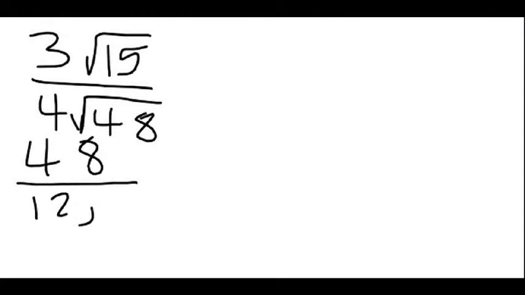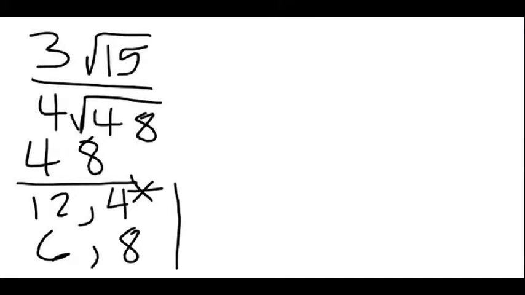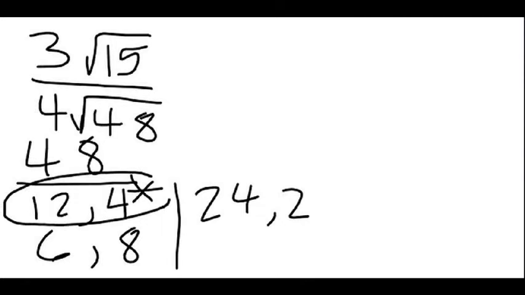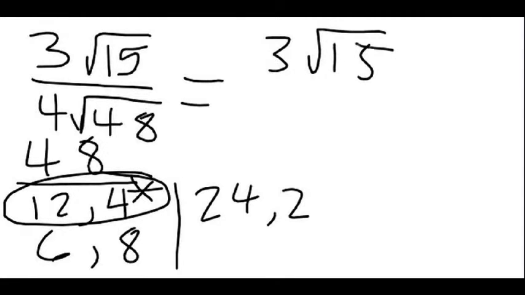In order to simplify radical 48, let's list some factors of 48. We have 12 and 4, 4 being a perfect square. That's a good choice to use. I also have 6 and 8. Another one that you may not have thought of would be 24 and 2. But that's not too good, so we're going to use 12 and 4.